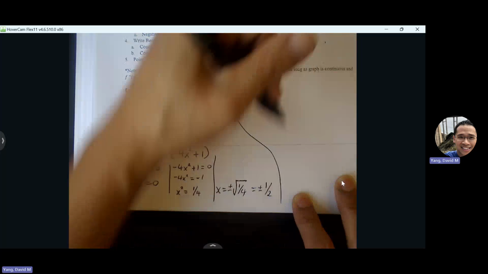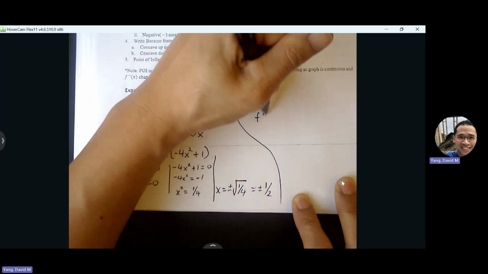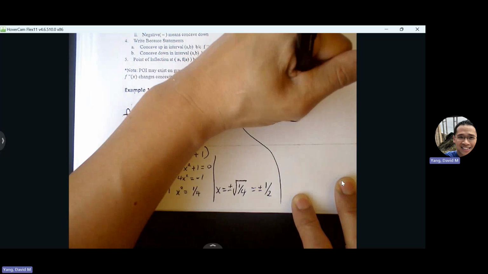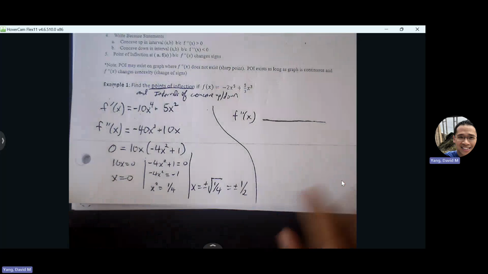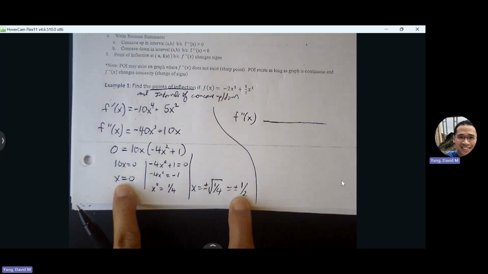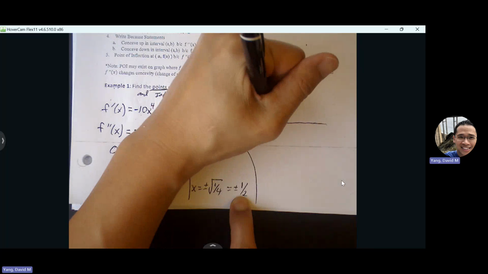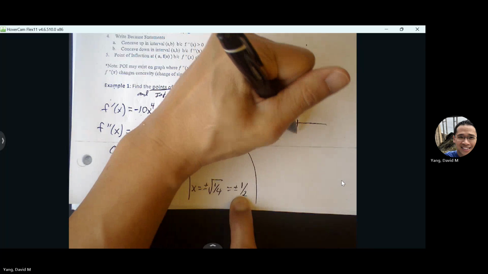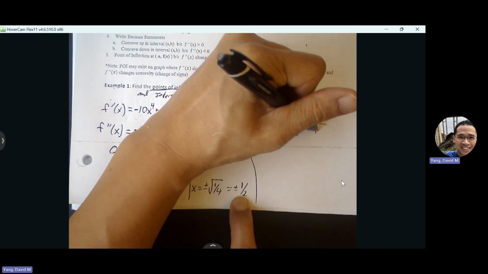All right, so very much the same way, you're now going to call this a second derivative sign line. Place your critical points onto your sign line. In this case, we have 3. So -1/2, 0, and 1/2.